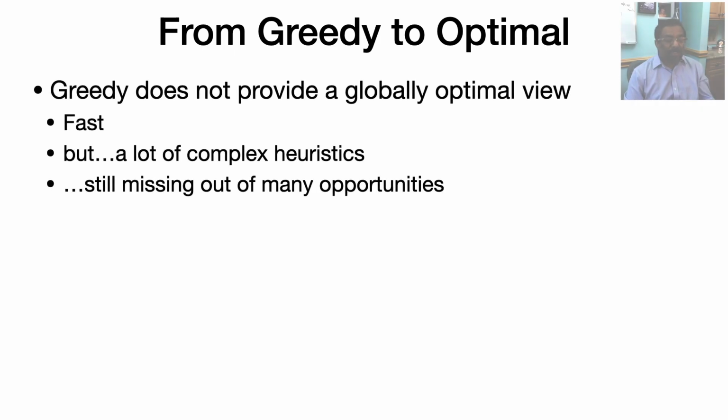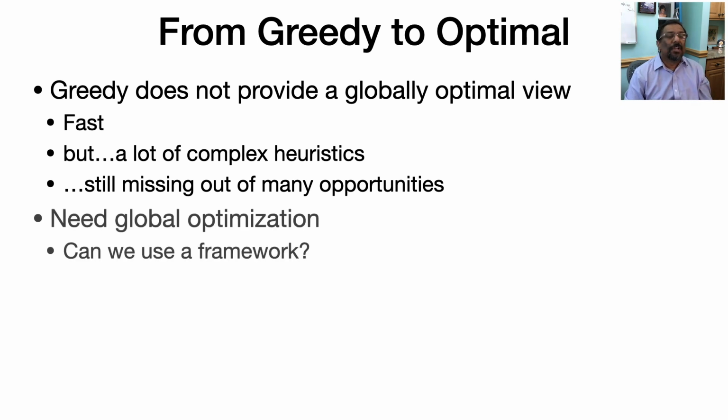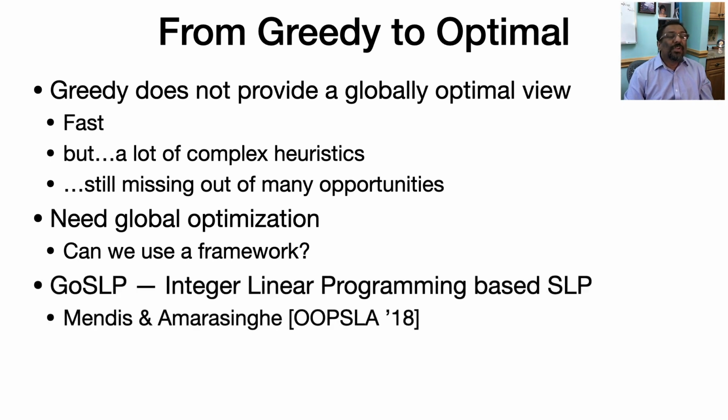Algorithms so far, for example, the algorithm in today's LLVM superword level parallelism, is basically a greedy algorithm. Greedy is nice because it's very fast. You can add additional heuristics, but these heuristics can get complicated and can miss many opportunities because most heuristics are local. Can we get a global optimization? Can we use an optimization framework? So what we did 2 years ago is this system called GoSLP, which uses integer linear programming to do superword level parallelism.